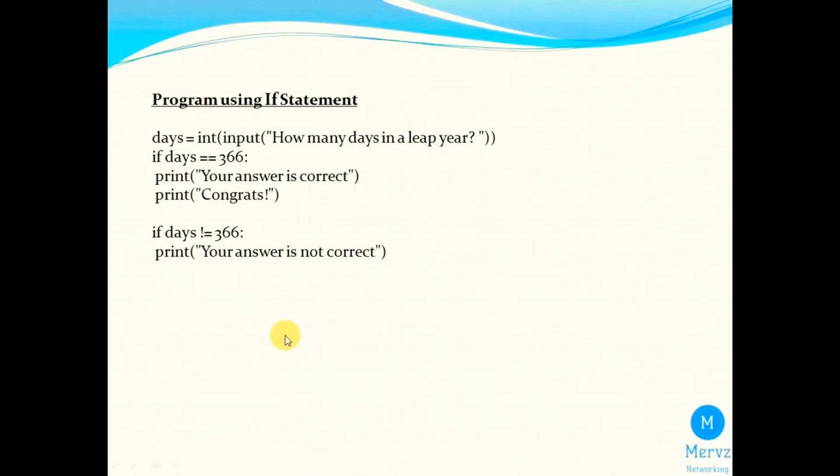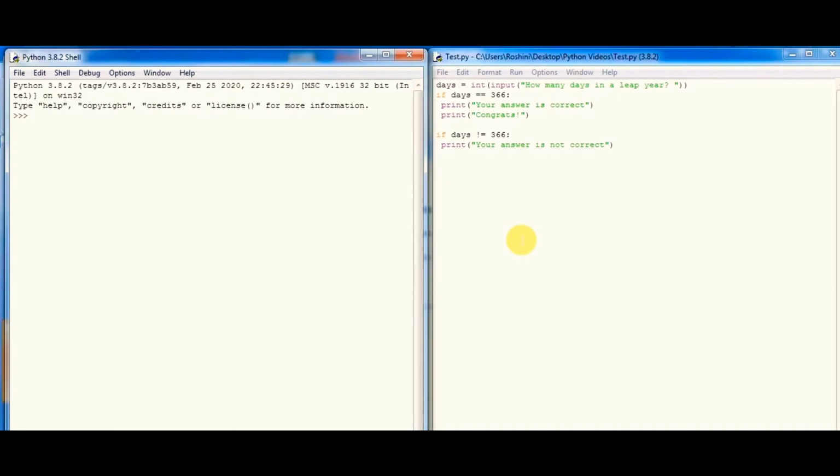Let's see one more program. Here days is a variable holding an integer input: how many days in a leap year. If the days we entered is equal to 366, we will get the output as your answer is correct, congrats. If days is not equal to 366, we will get the output as your answer is not correct. Make sure exclamation mark followed by equal to sign is used for not equal.